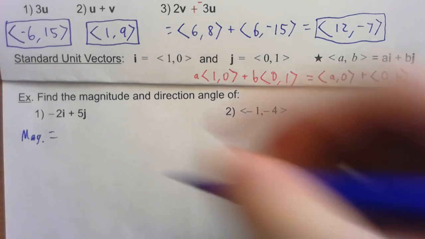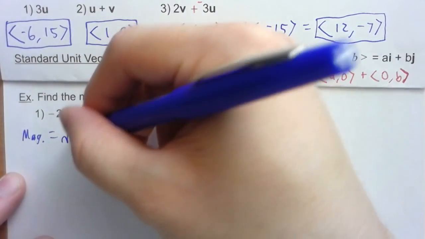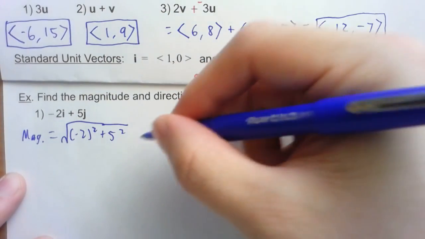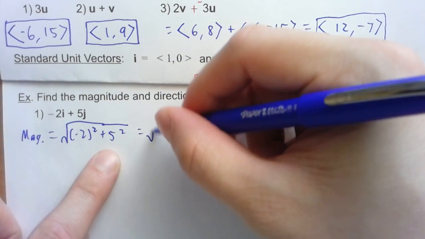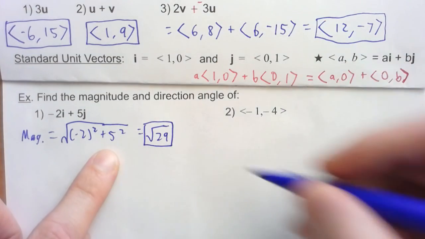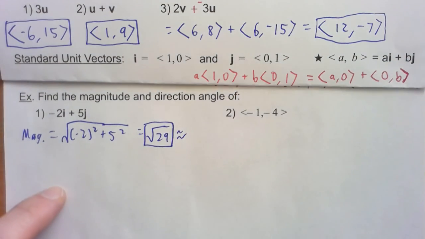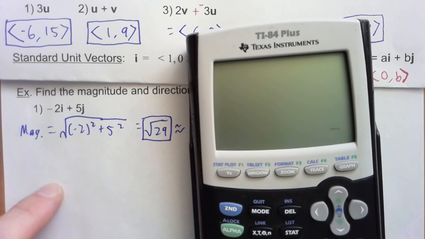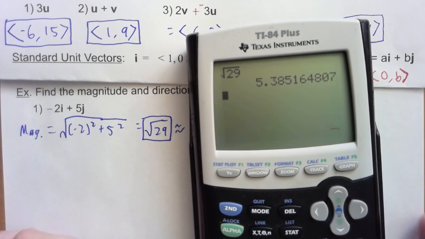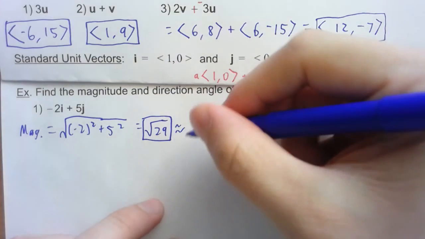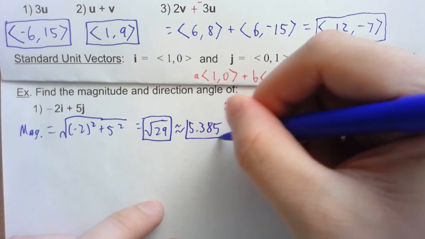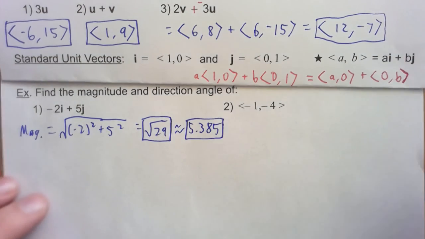Right? So square root of -2 squared plus 5 squared. So 4 plus 25, that's square root of 29, and you could leave your answer like that if you wanted to, as long as the radical doesn't reduce. Or we can find the decimal, 5.385. Either way, either answer is fine, right?